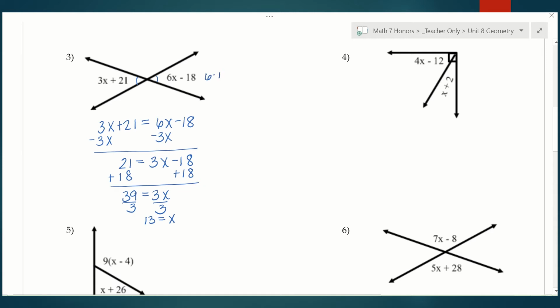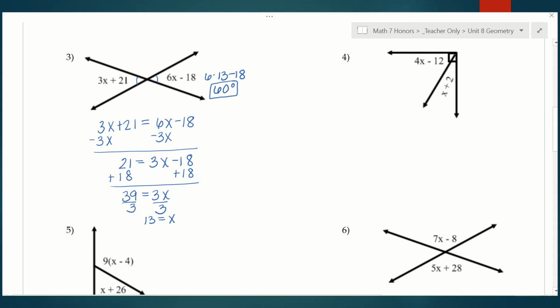So 6 times 13 minus 18. 6 times 13 is going to give me 78, and 78 minus 18 is going to give me 60. So that angle is 60 degrees.